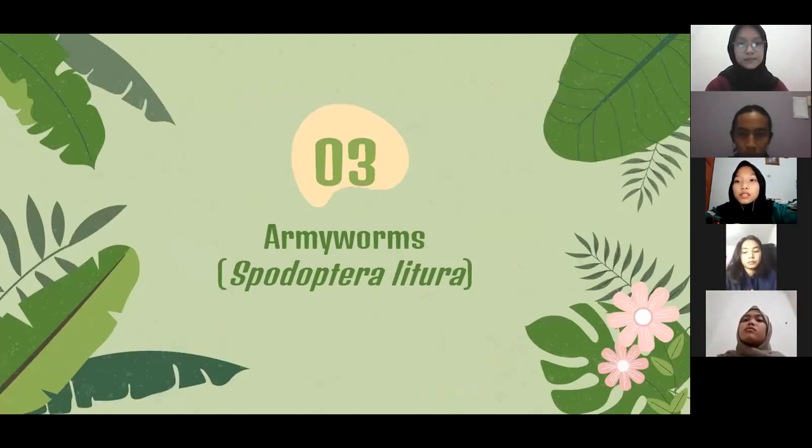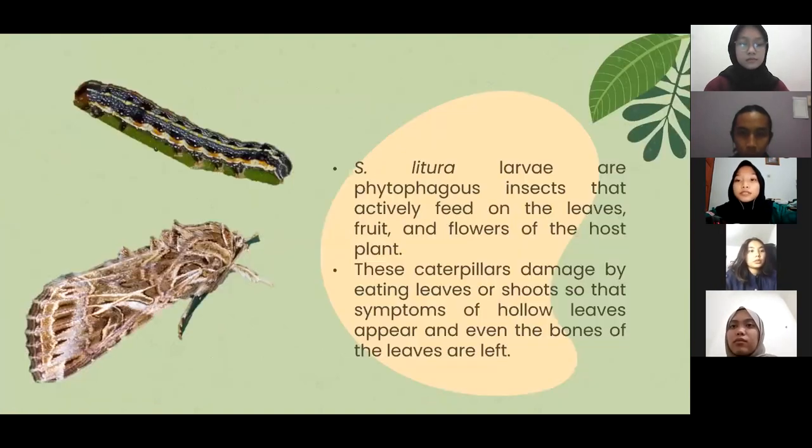The third is armyworms or Spodoptera litura. Spodoptera litura larvae are phytophagous insects that actively feed on the leaves, fruit, and flowers of the host plant. This caterpillar damages by eating leaves or shoots so that symptoms of hollow leaves appear and even only the bones of the leaves are left.